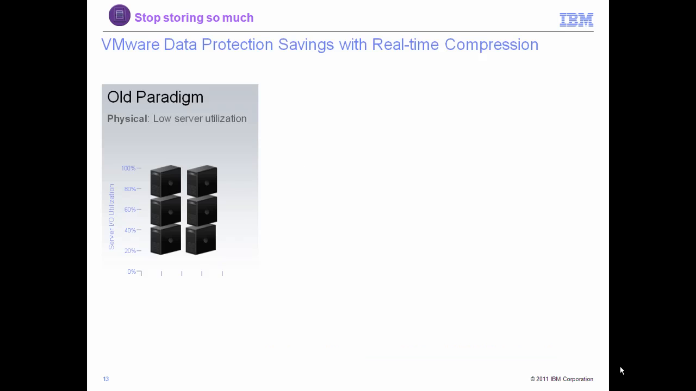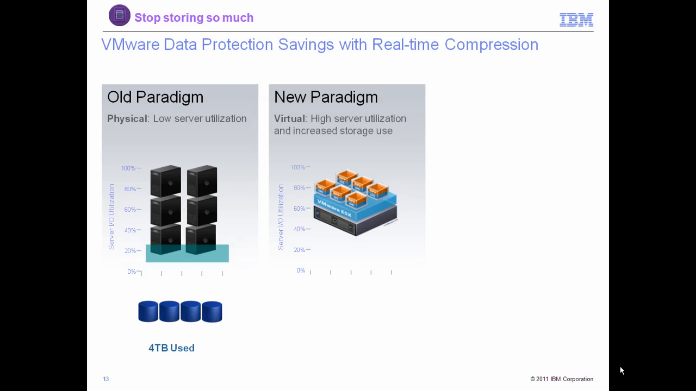Slide 13 is an example of a VMware environment. When we talk to customers, we find that the implementation of VMware has actually caused a tremendous growth in their storage environment. So when you had your old server paradigm with a number of servers utilizing X amount of capacity, as you moved to the virtual server environment, we're actually finding that it's causing IT to have 4 times the storage growth.